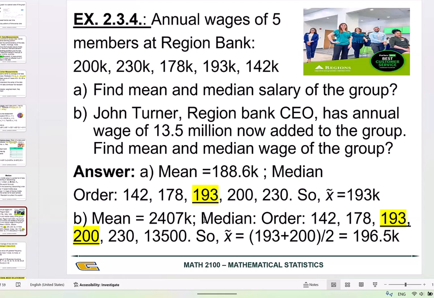In this case, the median will be a powerful measurement to show central tendency, because after you add the CEO in and order the data in ascending order, you have an even sample, right? So you have two numbers in the middle, 193 and 200, and the median is just the average here, so you get 196.5.